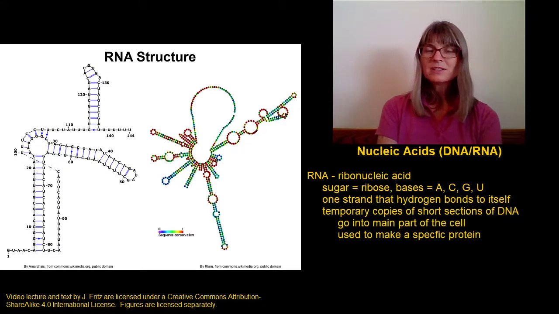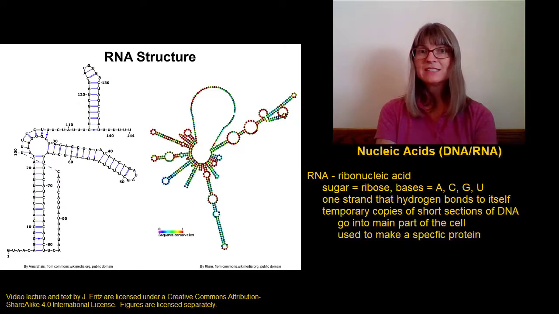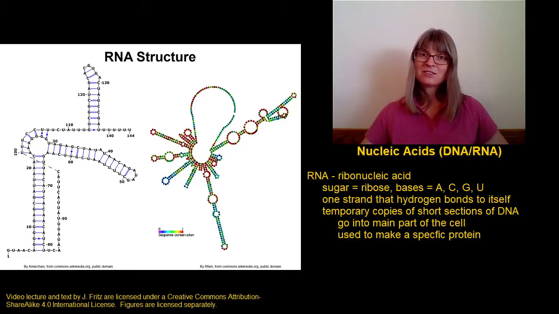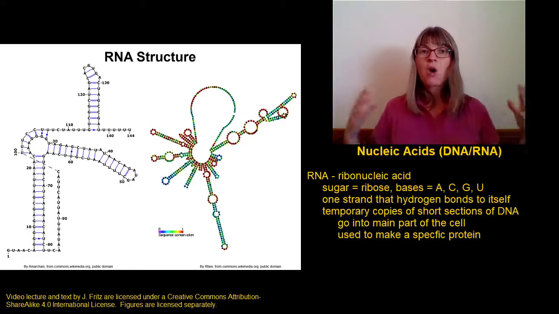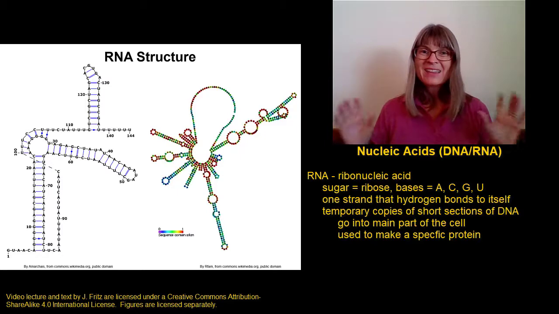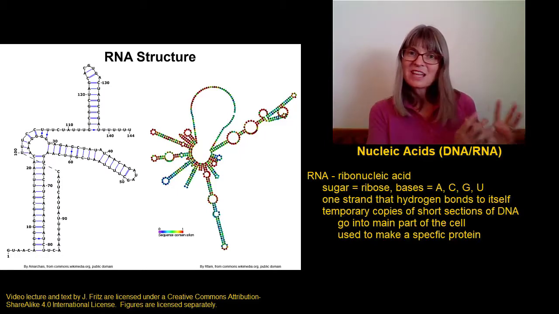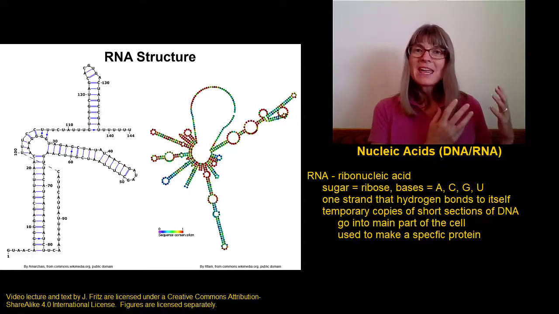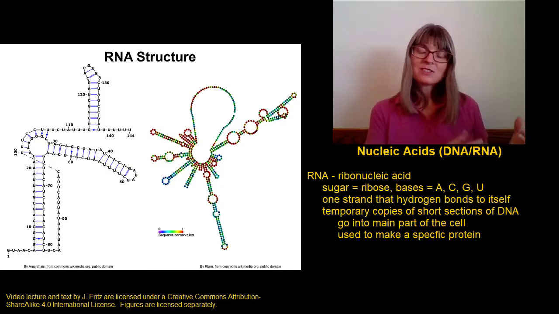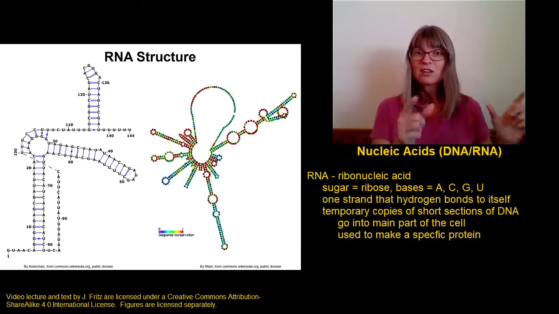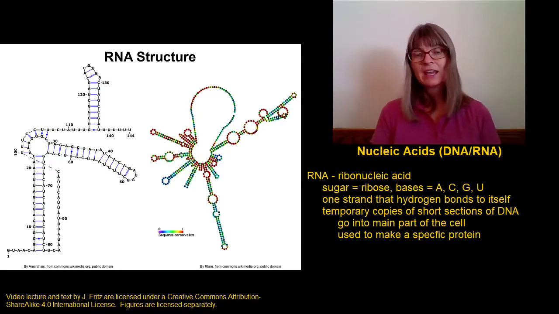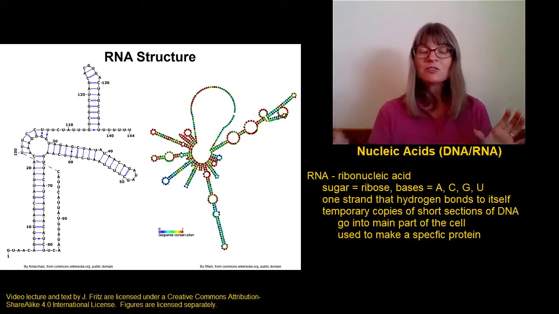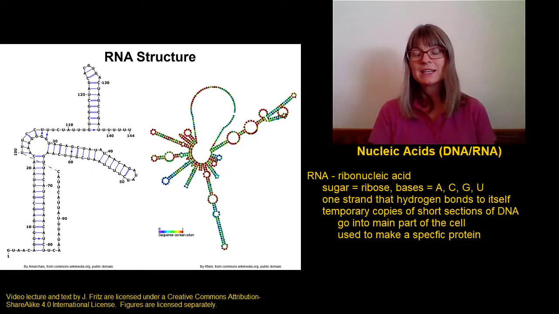RNA is short, temporary copies of sections of the DNA that we need to make a specific protein. So remember that DNA is going to contain all of the information you need to make all of the proteins in your body. The DNA is pretty special, so we keep it safely tucked away inside the nucleus of the cell so it doesn't get damaged. But it can't really do its job from in there. So instead we make copies of little sections of the DNA, and that's the RNA. The RNA is short, temporary copies of sections of the DNA that give us the information we need to make just one protein at a time.